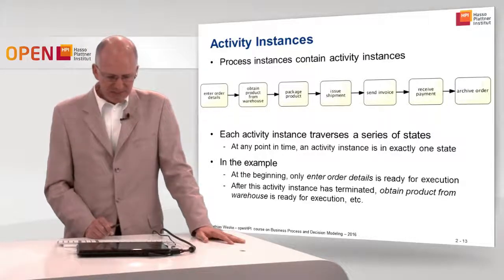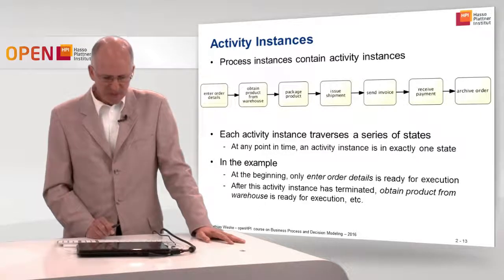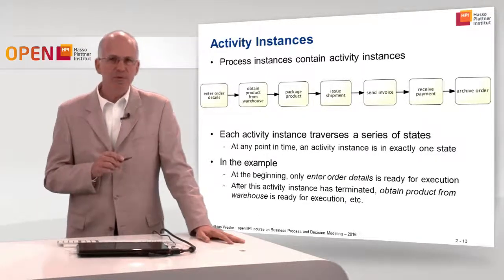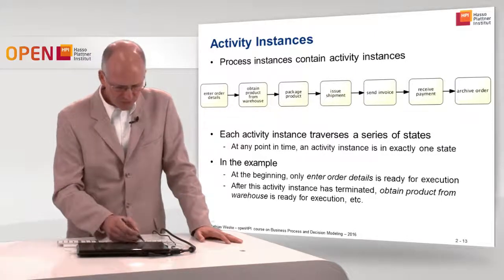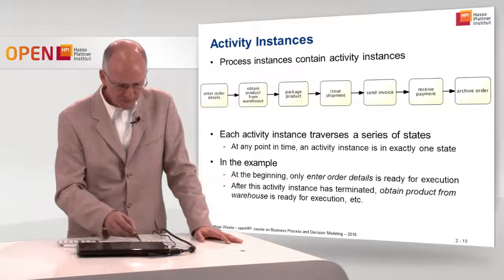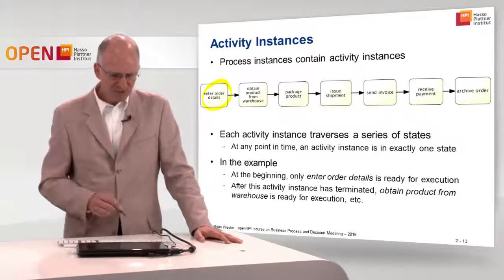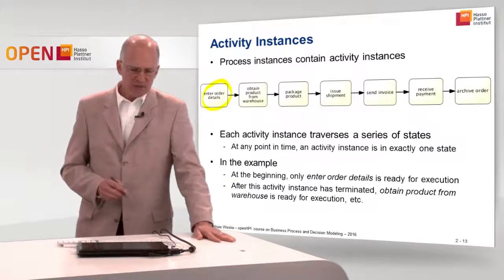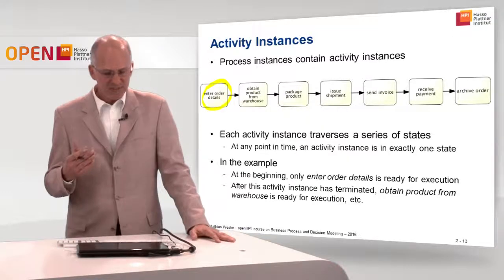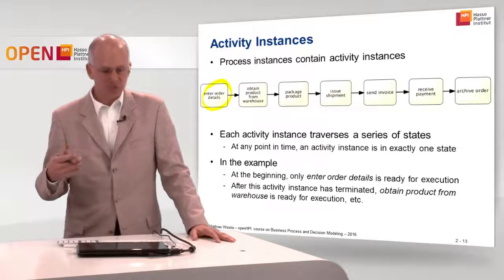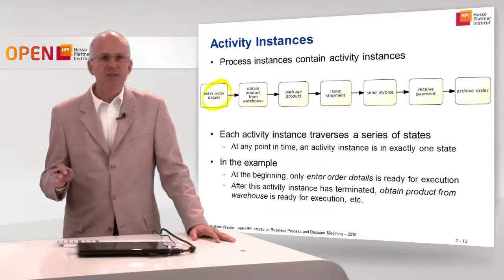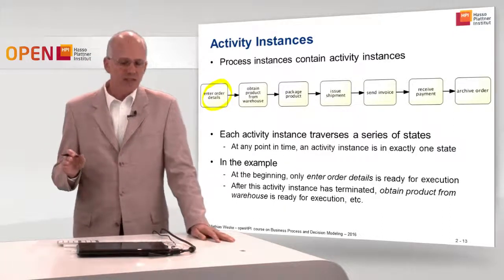Each activity instance traverses a series of states. We have also seen this in the previous example where we said, well, the first activity that can be executed is enter order details. That's the first activity that can be executed. When the order arrives, this activity is in the ready state. It can be executed. The others cannot be executed. They are not yet in the ready state.